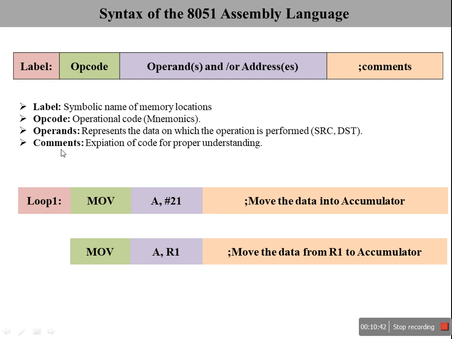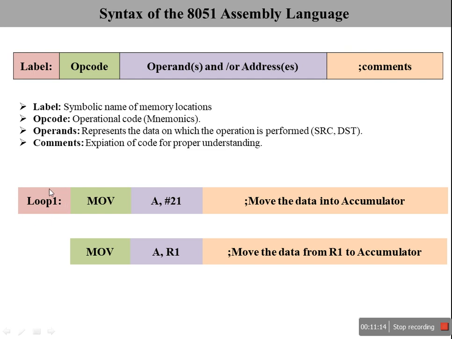So this comment will explain what kind of operations these are. Say for example here, loop 1 colon, mov a comma hash 21. This again says move data into the accumulator. This is a comment, an explanation for this particular instruction. It moves the immediate data into the accumulator. So these are the operands, like this. These are the operands here. This is a mnemonic, an opcode. Then these are the labels.